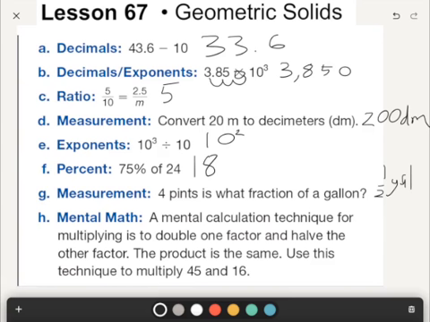So they're suggesting this mental math technique, once again, of instead of saying 45 times 16, we could just say 90 times 8, which is really just 9 times 8 with a 0 at the end. It would be 720.